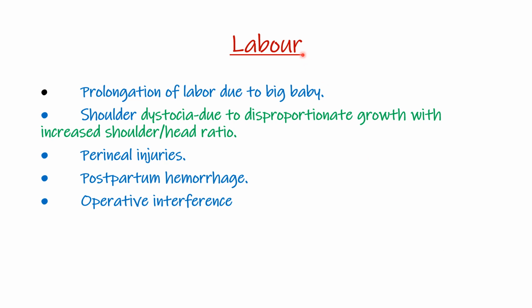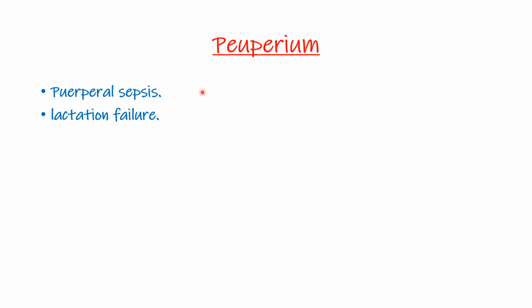So during labor, the effects of diabetes on pregnancy include prolonged labor because of a big baby, already talked about, and shoulder dystocia, already talked about, because of disproportionate growth with increased shoulder to head ratio. I've already mentioned the pathophysiology behind this. Also perineal injuries, PPH, and operative interference because we already have a big baby. During the puerperium period, we have increase of puerperal sepsis and lactation failure.